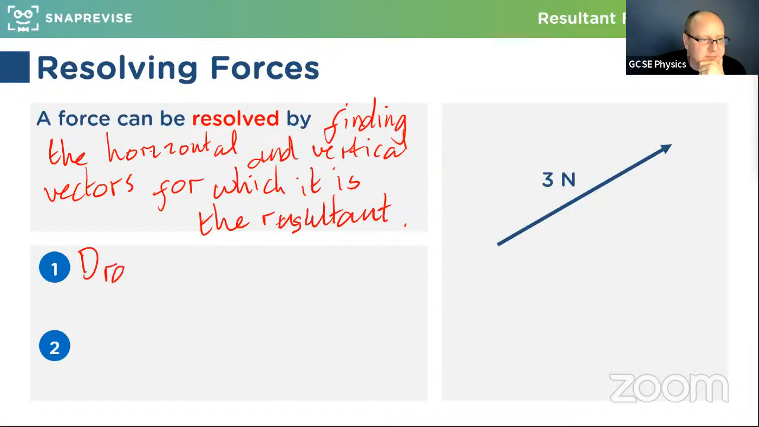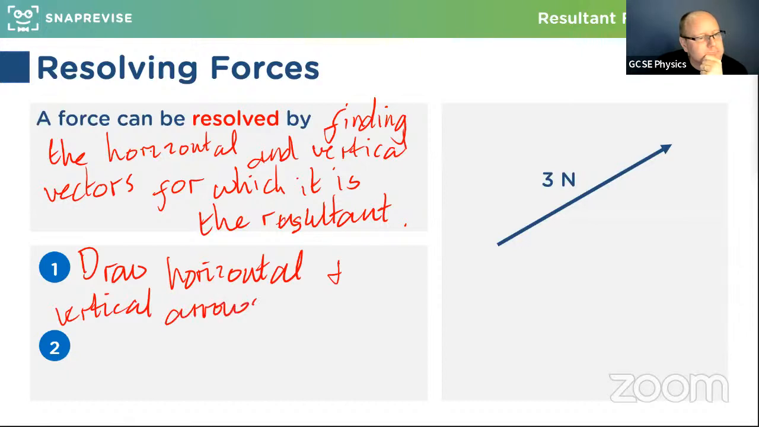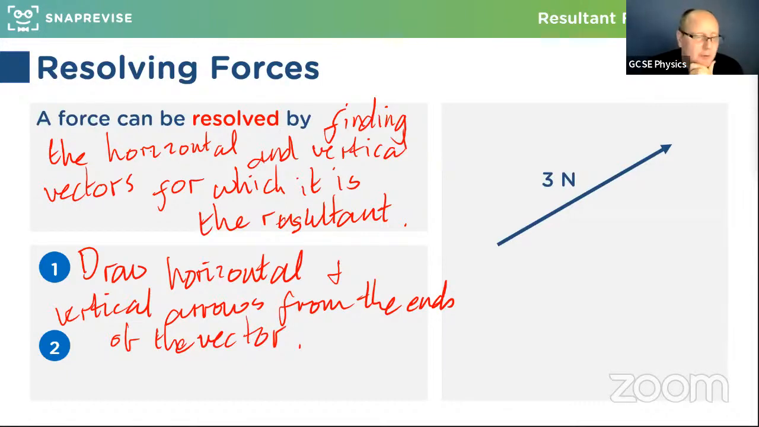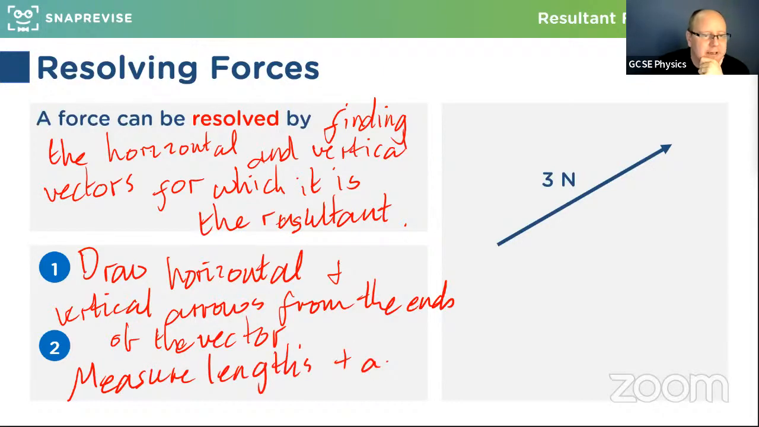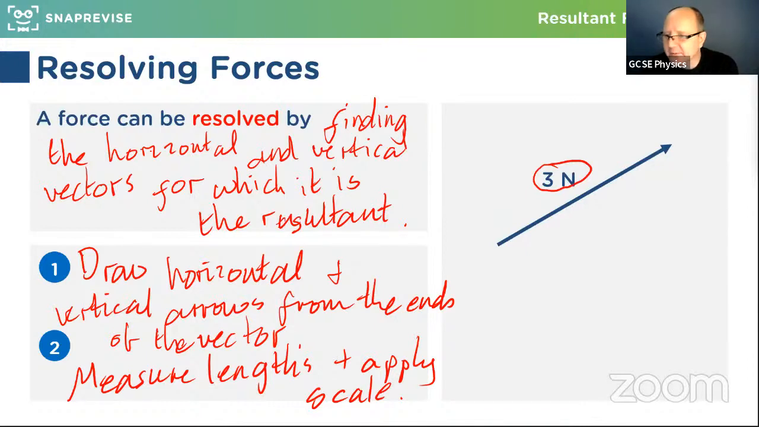So we do that by drawing first horizontal and vertical arrows from the ends of the vector. I'll show you how to do that in a minute. And then we measure the lengths of those horizontal and vertical arrows and use the scale that we've chosen to find the magnitude of the two forces. So the last thing we need to do is measure the lengths and apply our scale, whichever scale we've chosen to use. So let's pick a slightly awkward scale for this one. There's our resultant force we've got there, and we want to resolve our 3 newton resultant force here. We want to resolve that into a vertical and a horizontal component.